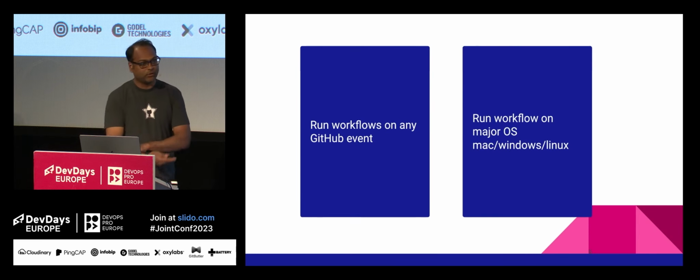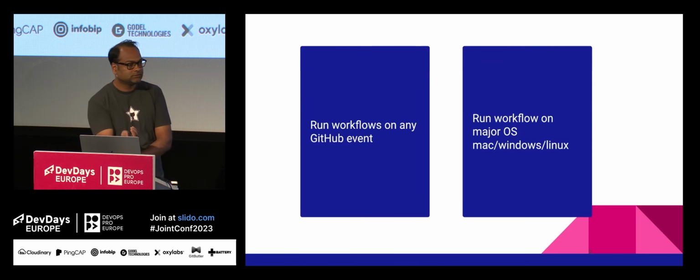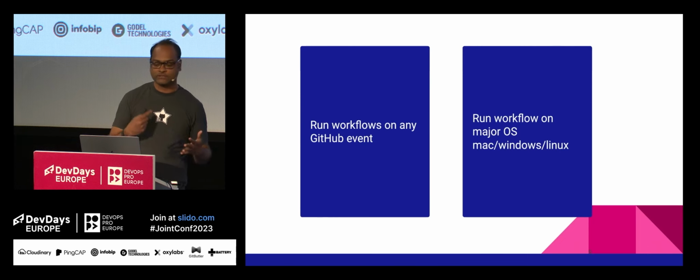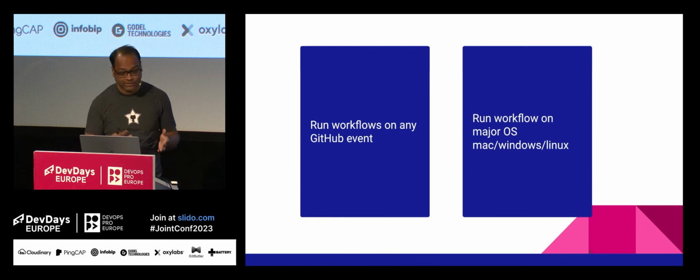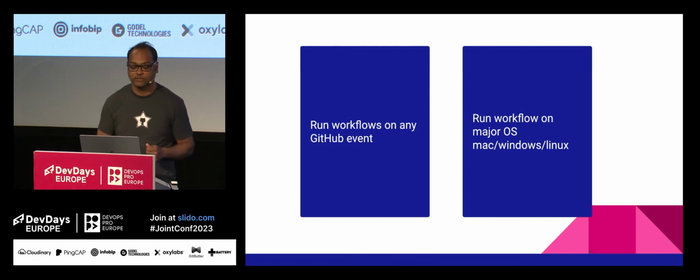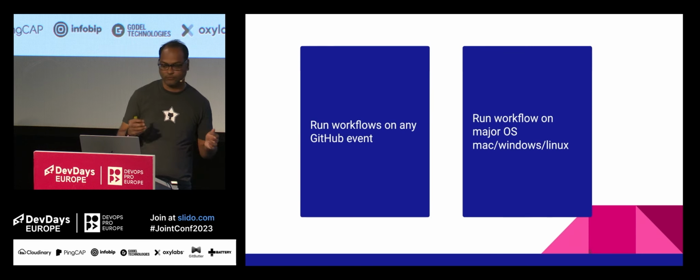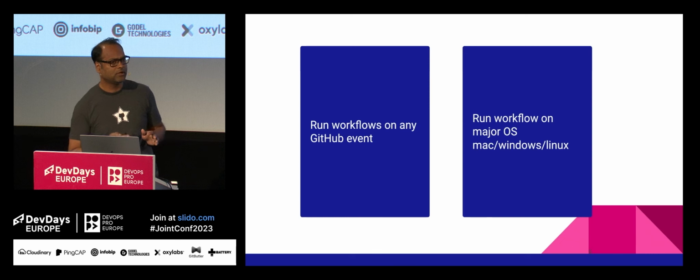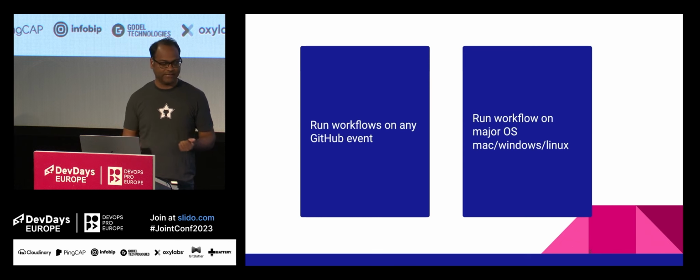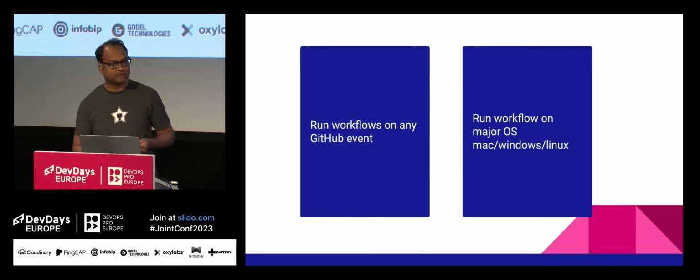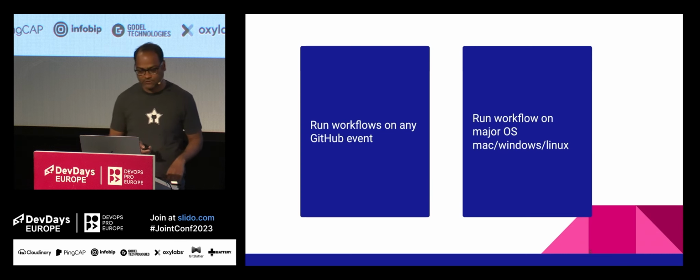But to run those actions, you need machines. So GitHub Actions supports all the major OS right now: Mac, Windows, and Linux. Linux is mostly used because, of course, it's free for open source, right? So if you're an open source developer or you just want to explore how GitHub Actions work, I'd suggest go ahead and use Linux because, of course, it's cheap as well.